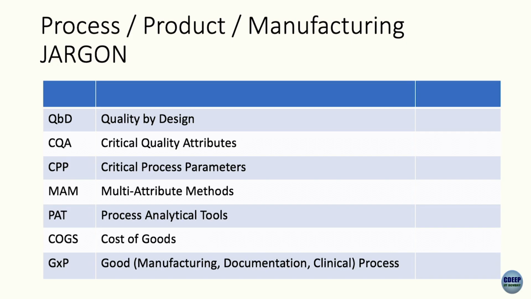Multi attribute methods, right? When can you develop a method which monitors multiple attributes of a product? And then process analytical tool PAT, the cost of goods, GXP: good manufacturing protocol, good laboratory protocol, good documentation protocol. So this is called, or GCP, good clinical process. So GXP is all, right? GMP already we told, manufacturing में 5 process. What is GLP, good laboratory processes or good protocols?